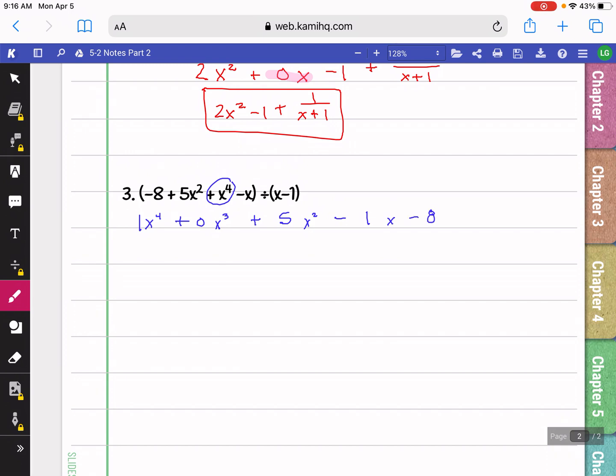So I'm just ordering it in descending order, starting with the x to the 4th, then x cubed, then x squared, then our constant after the x. And I'm just filling in those coefficients there. If there's anything they skipped, I put a 0. So I'm ready to set up my L. So I have 1, 0, 5, negative 1, negative 8. And here I'm going to change this to a positive 1.